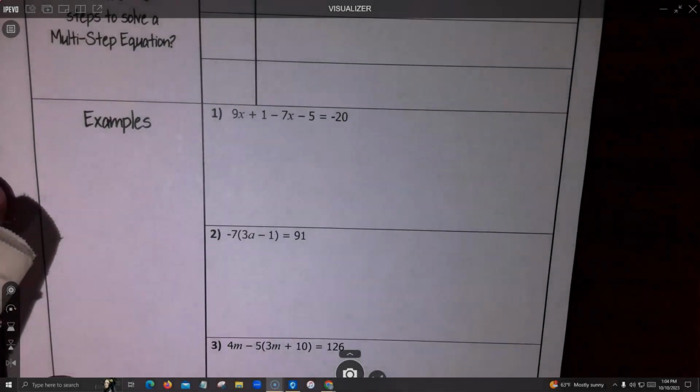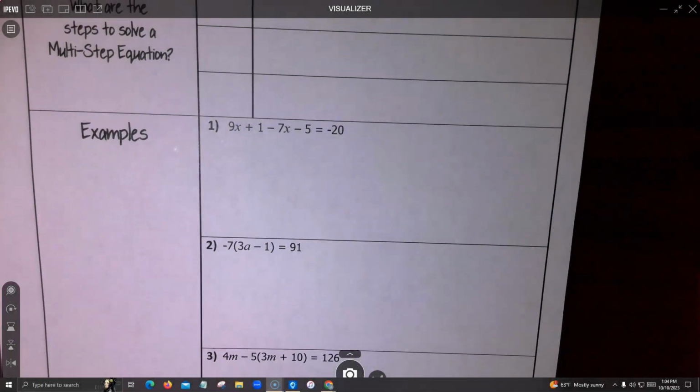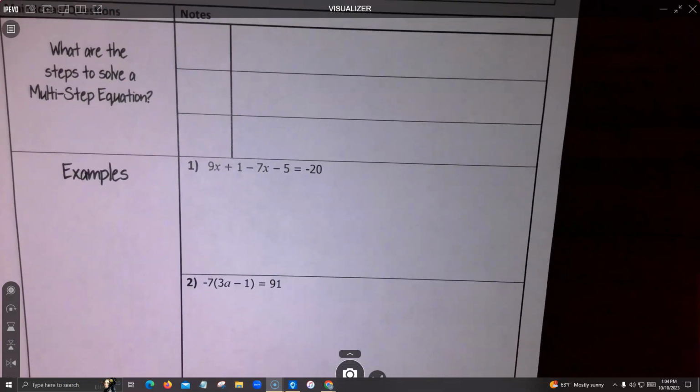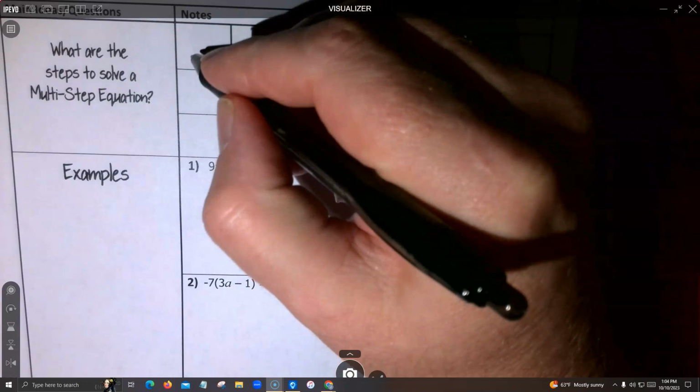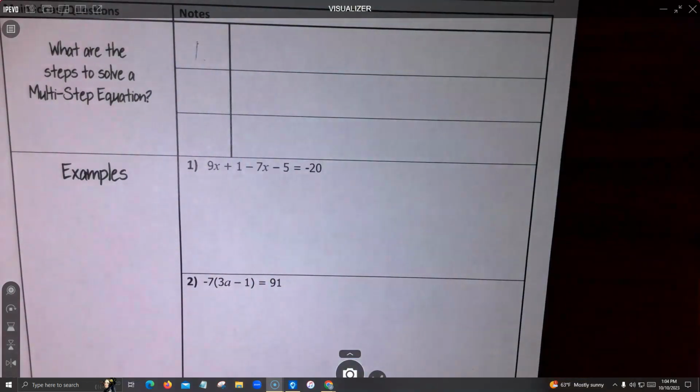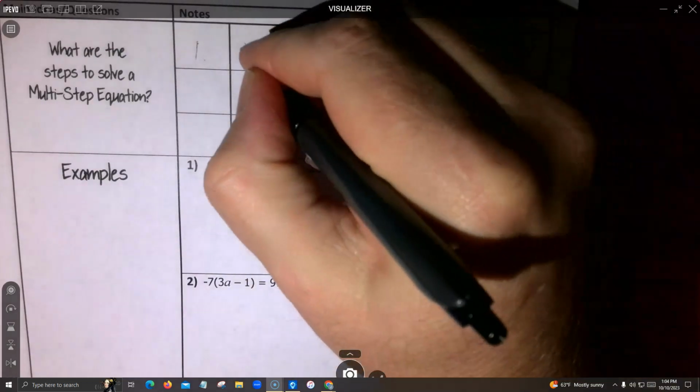Today's lesson is on how to solve multi-step equations. There are 3 steps to solving a multi-step equation. The first one is to distribute.